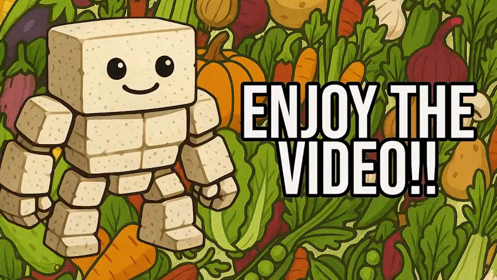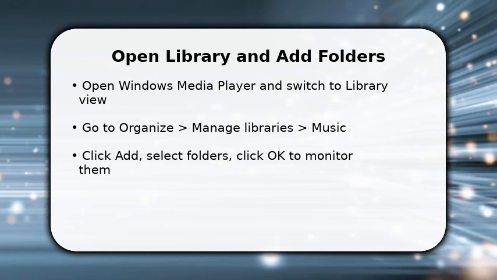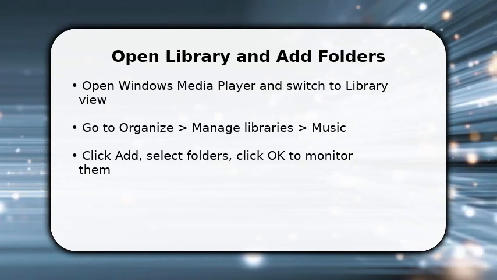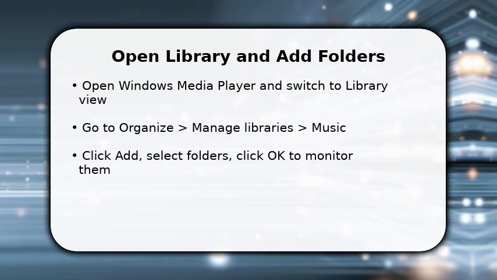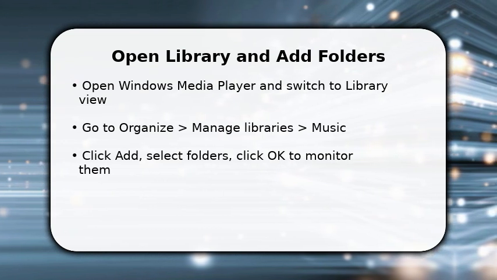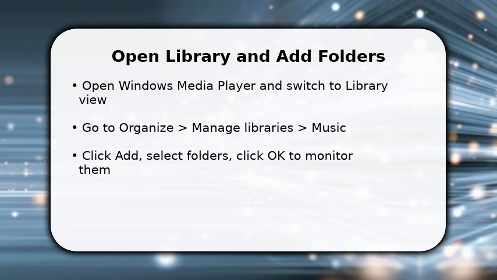Please enjoy the video. You start by opening Windows Media Player in Library View and going straight to Organize, then Manage Libraries, then Music. You want WMP to monitor folders so new files appear automatically. Click Add, navigate to the folder containing your music, and confirm with OK.